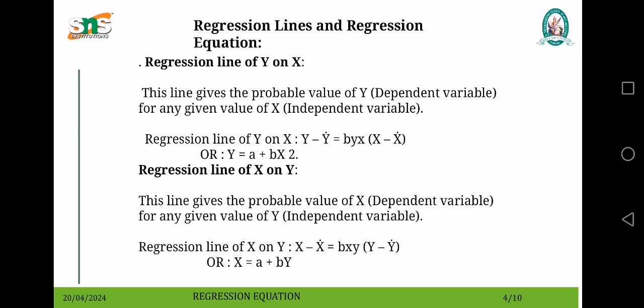Regression lines and regression equations. Regression line of y on x. This line gives the probable value of y, the dependent variable, for any given value of x, the independent variable. The regression line of y on x is y minus y bar is equal to byx into x minus x bar, or y is equal to a plus bx.